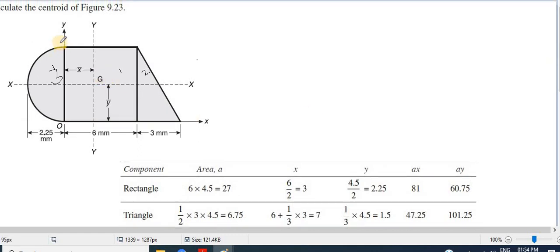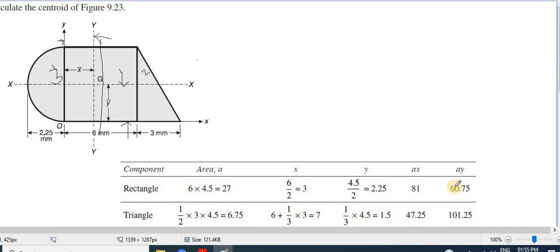What is X1, X2, X3? The distance from the reference axis to the local centroid at the center, for the first rectangle. So for the rectangle at the center, what will be this distance? 6 divided by 2, 3 mm. What will be the y1? Reference axis is here. So from here to at the center, what is the distance? Total is 4.5. 4.5 divided by 2, 2.25. We got it. Okay. So now next is A1 X1 calculation, A1 Y1 calculation.